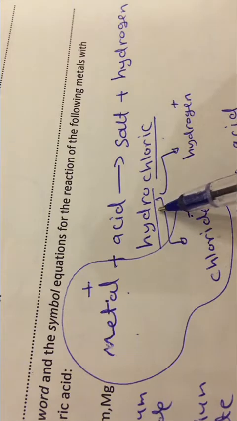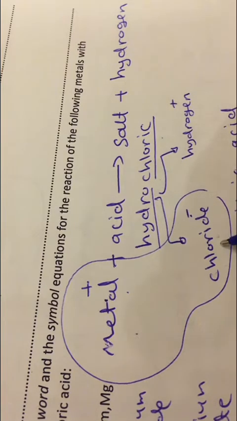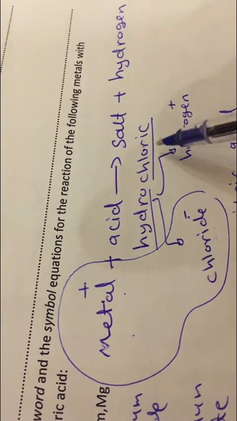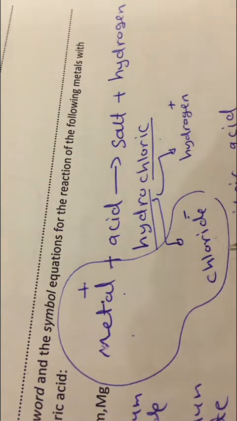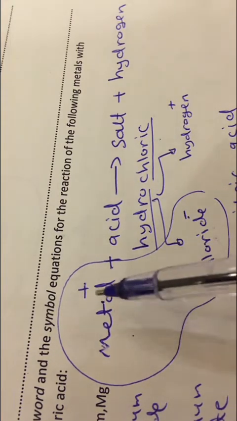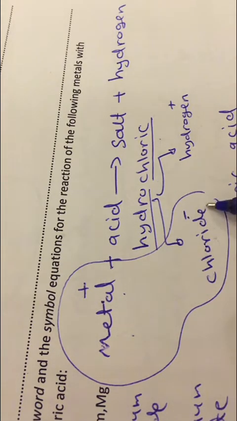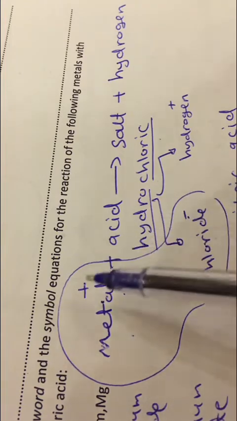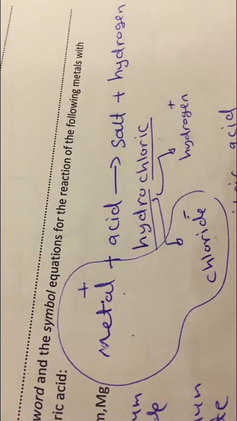Hydrochloric. Hydro is the hydrogen ion. Chloride ion refers to chloric here. So hydrochloric acid is split into hydrogen positive and chloride negative. Now, when any metal reacts with acid, all metals are positive ions since they lose electrons. So the positive combines with the negative ion from here. So it will become metal chloride plus hydrogen, which is released as a gas.